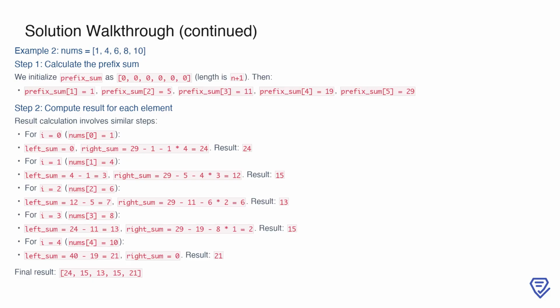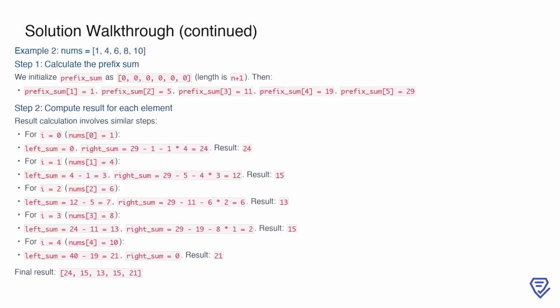Next, we calculate the result array using the same approach as before. For i equals 0, nums[0] is 1. The left sum is 0, and the right sum is the total of elements to the right, adjusted for their distances, which gives 24. So, result[0] equals 24.